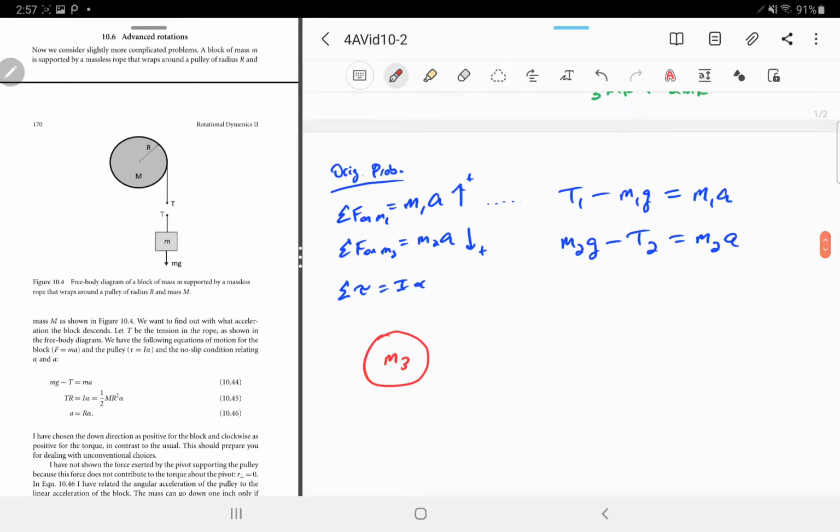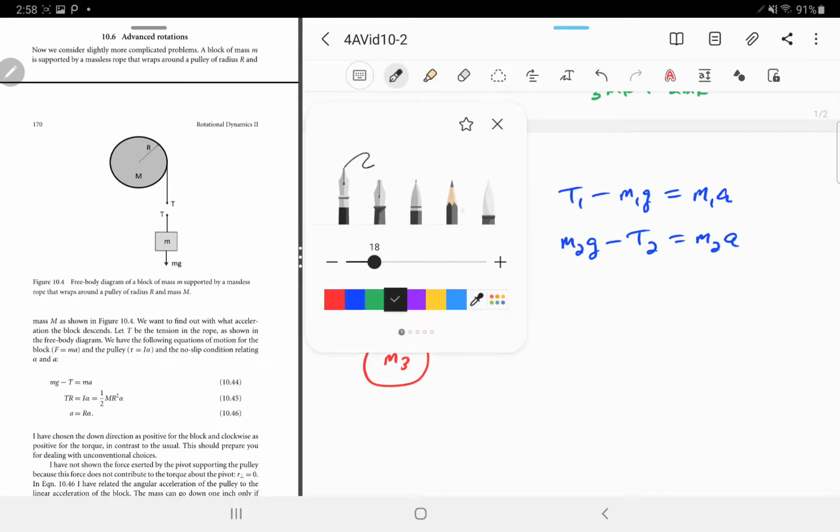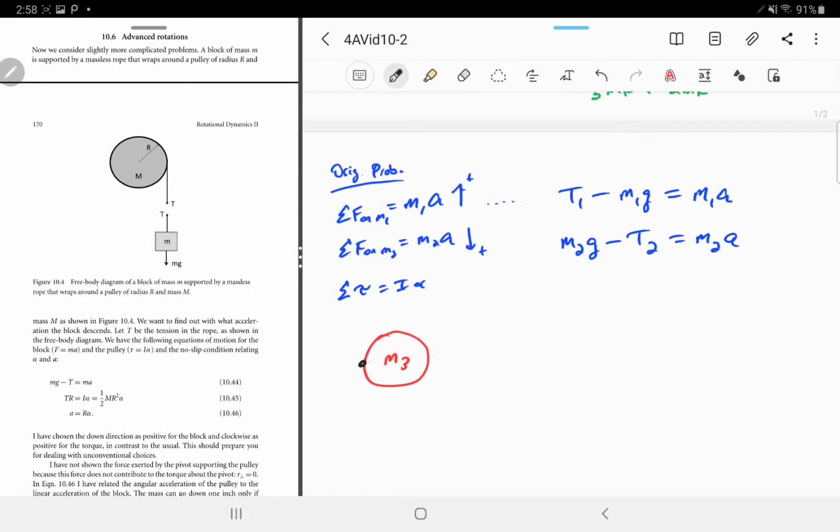So if I look at what's going on with the pulley of mass M3, there are two forces acting on it. There's the tension on the left-hand side. That tension T1 is pulling up on M1, but it's pulling down on the pulley right here. So this is T1 pulling down at this edge of the pulley. And T2 is pulling down on this end.